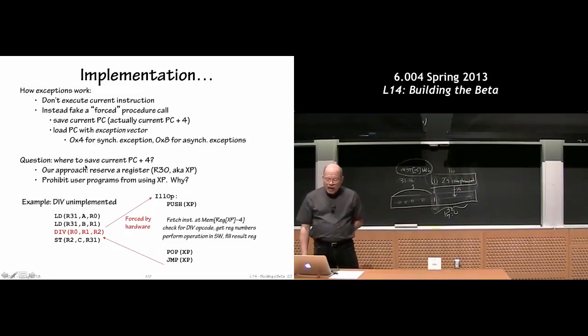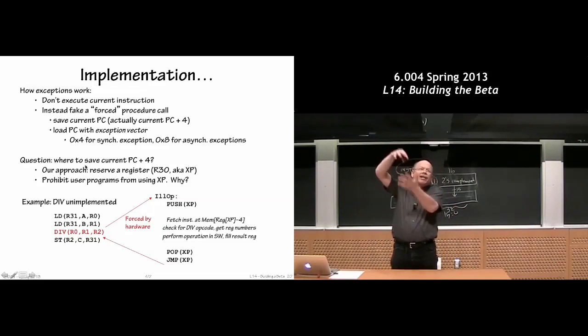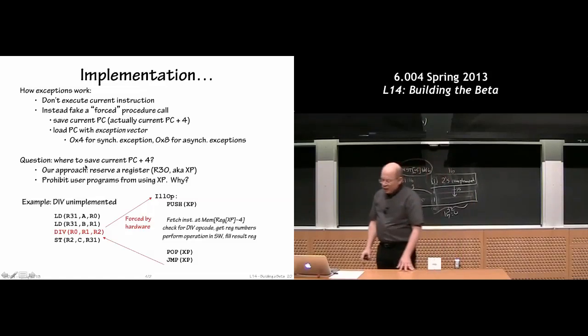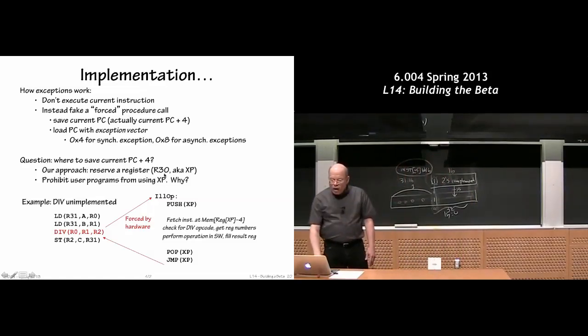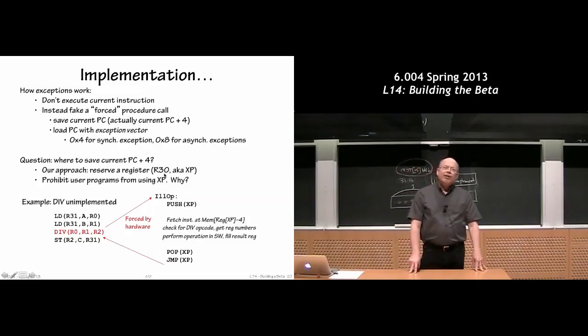Okay. So the implementation is pretty straightforward. We're going to fake a procedure call. It's just a transfer of control to a special procedure in the operating system that deals with the exceptional situation. And we're going to fake a procedure call, and I'm going to show you how that works now. And so instead of using the linkage pointer, we're going to use a special register, which we call the exception pointer, XP, which is R30. We've reserved R30 for all these weeks and said don't use it, we're going to use it for something special.